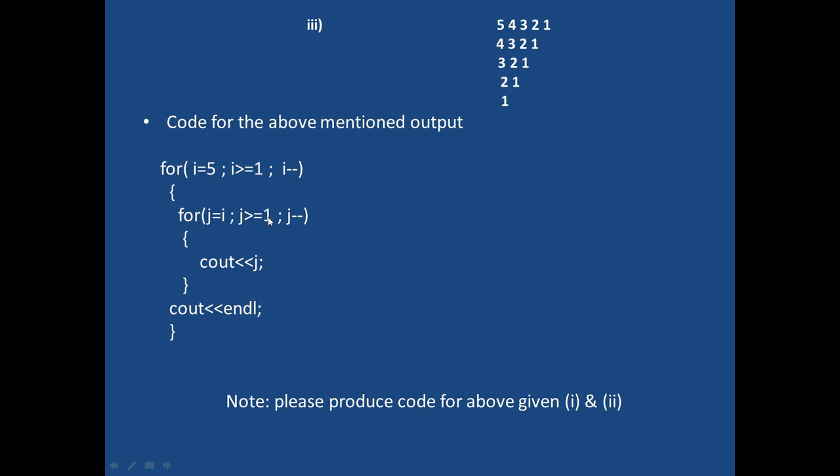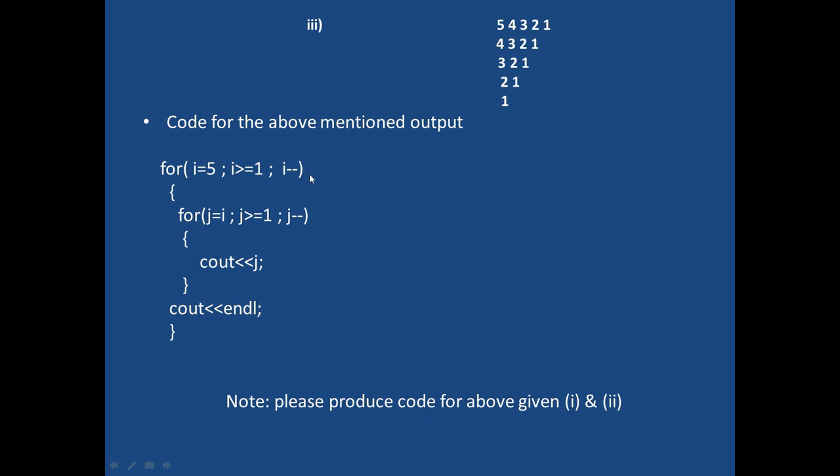So 4 is greater than or equal to 1. With one decrement it will work, and when this inner loop completes again, it will display 4, 3, 2, and 1. The control again comes out of the inner loop, end of line, the line is changed, and control transfers to the outer loop. The value of I becomes 3, and for 3 this condition is again true. So this time j will start from 3 and go up to 1. So this line will be displayed.